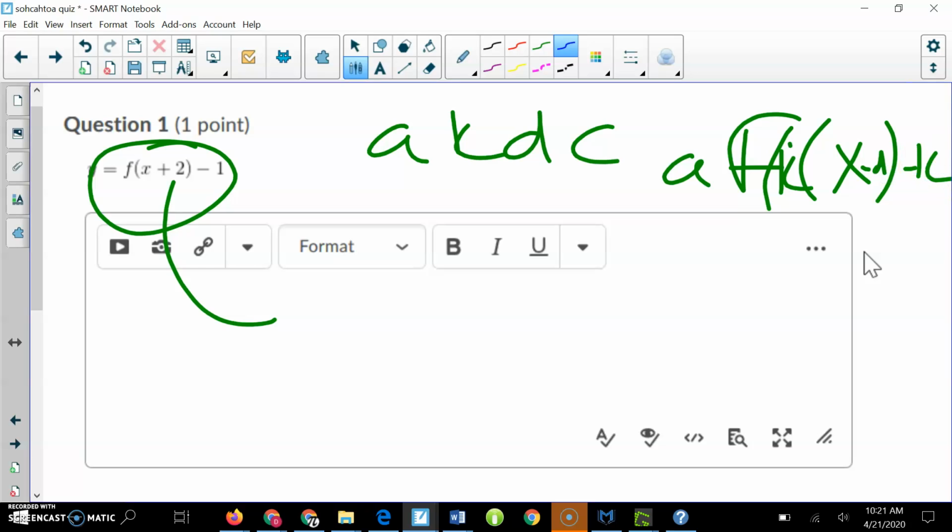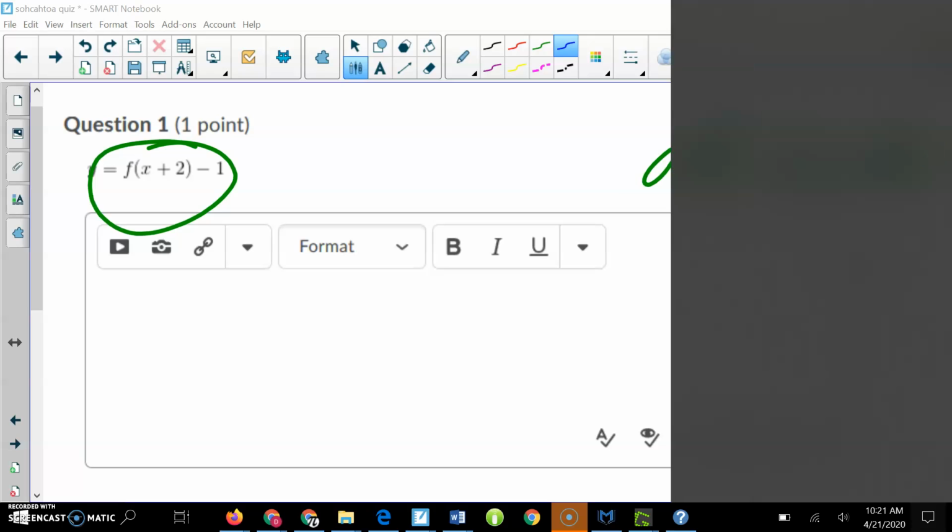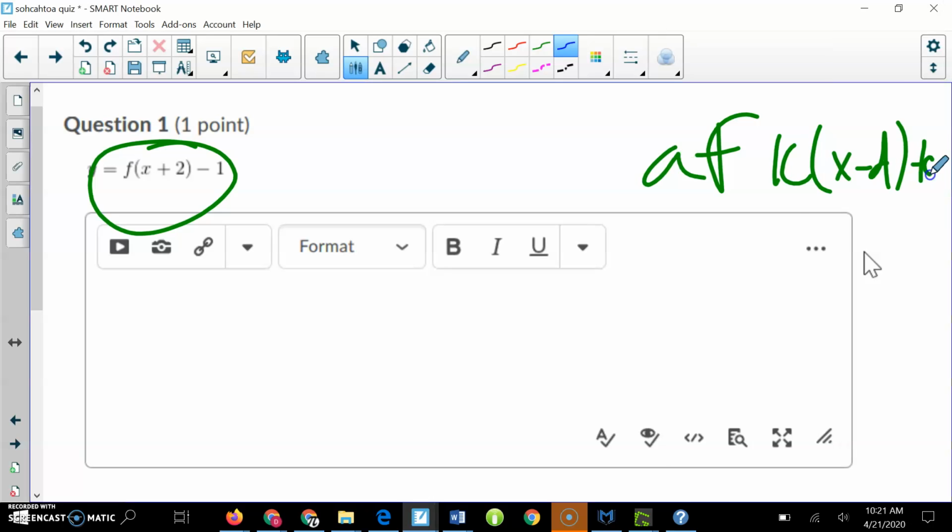I didn't really plan ahead on that one, so let's try that again. There's F, A, K, bracket, X minus D plus C. And there's a bracket between those ones also. You can have that second bracket or not, but regardless, there's a bracket between the K and the X if there's a D. That'll come up later.